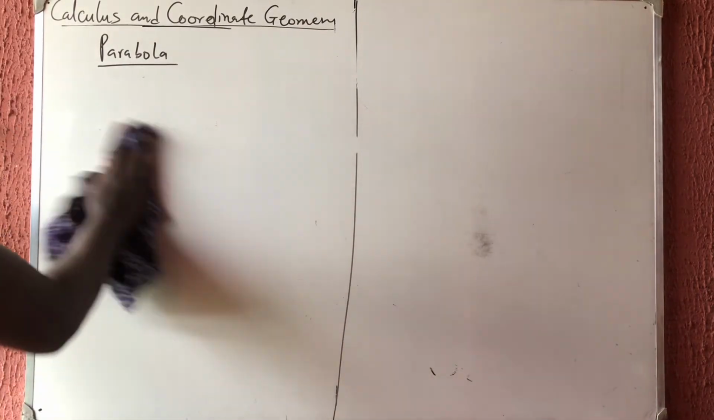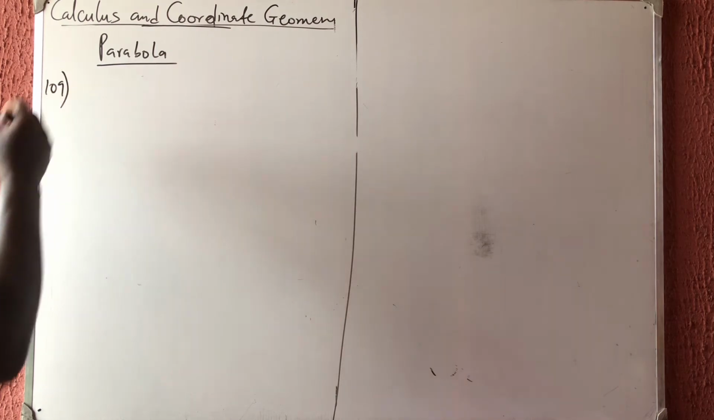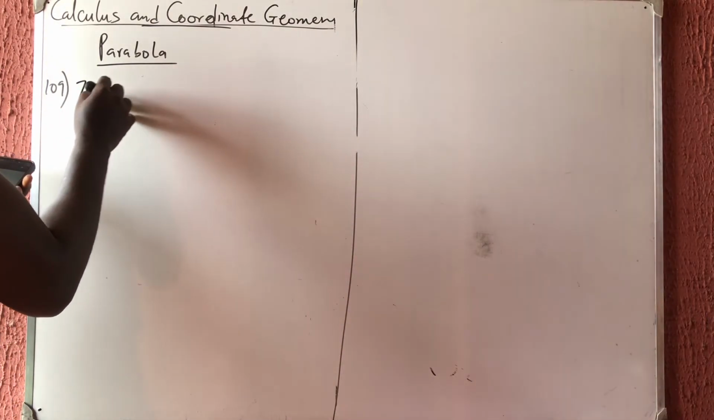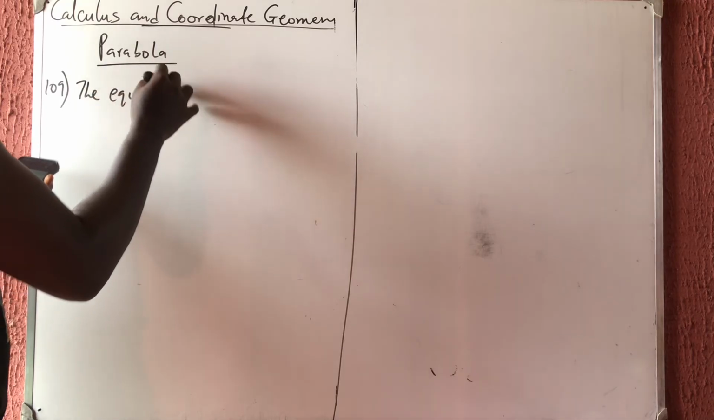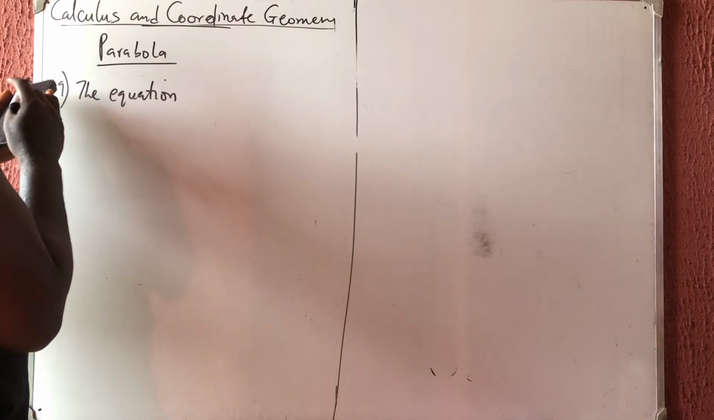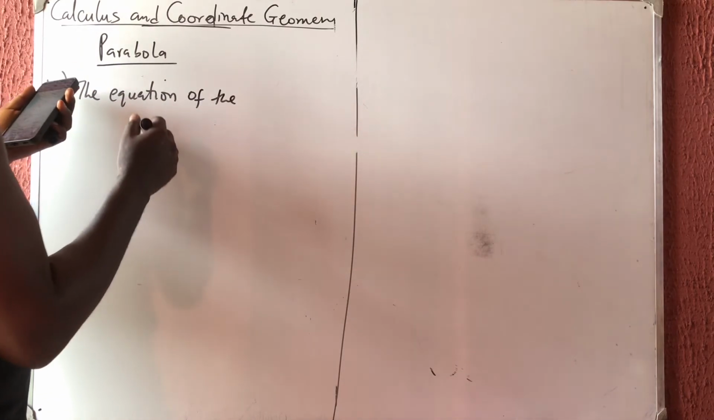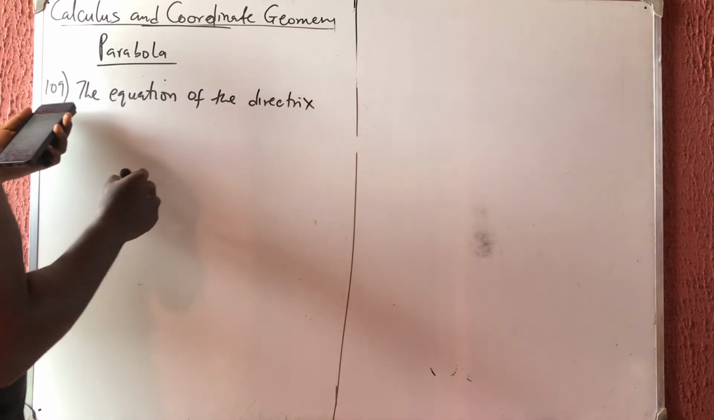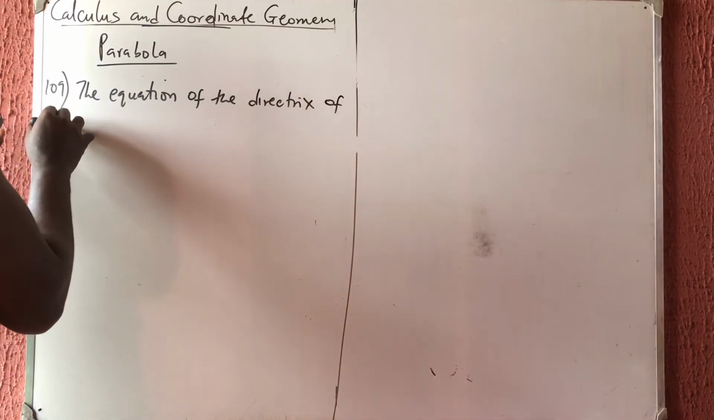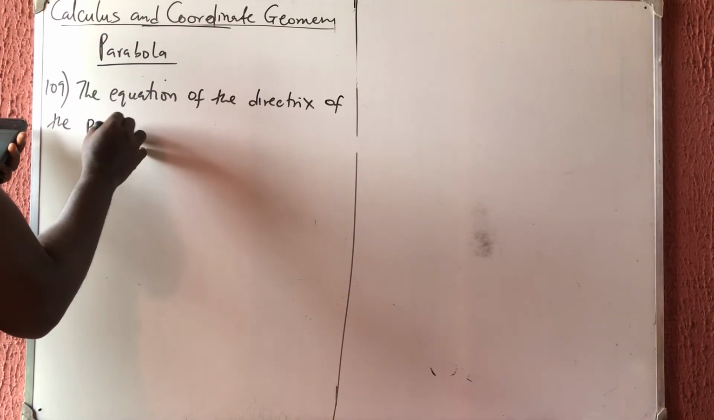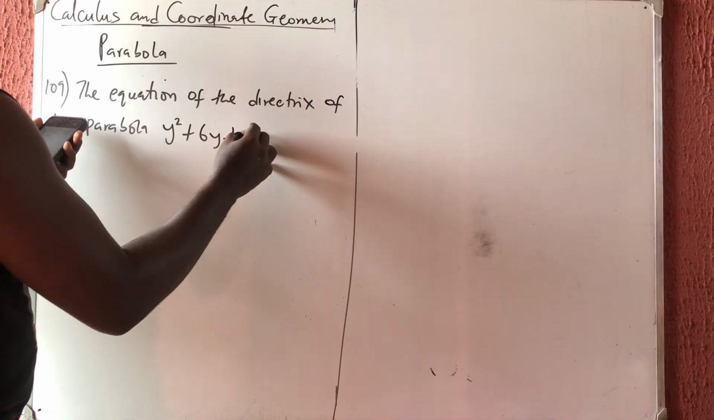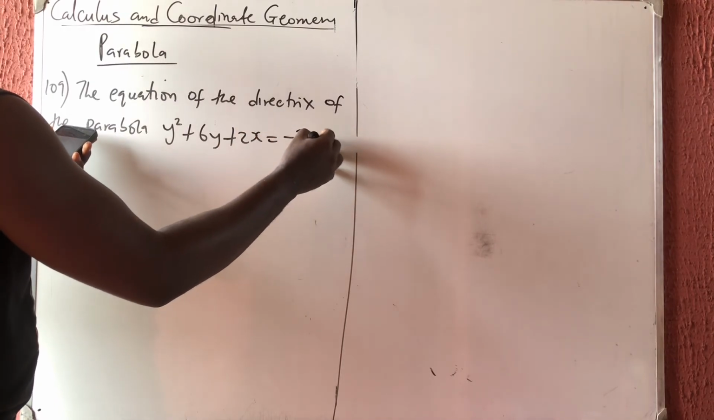Question number 109. And then that's the last question for parabola. Question number 109 said the equation of the directrix of the parabola y squared plus 6y plus 2x is equal to minus 7 is, okay.